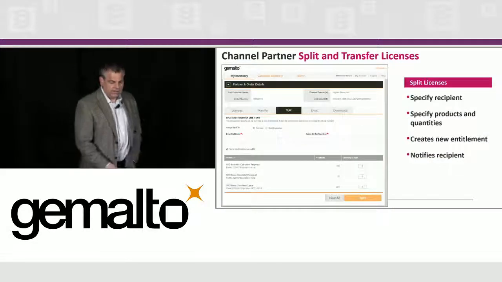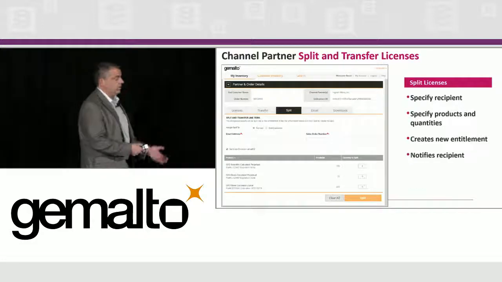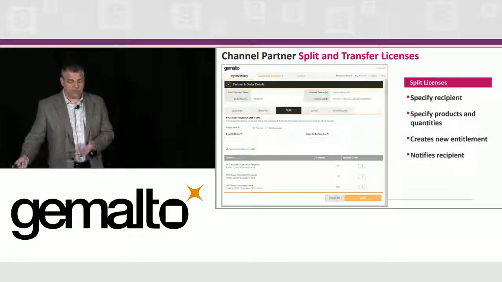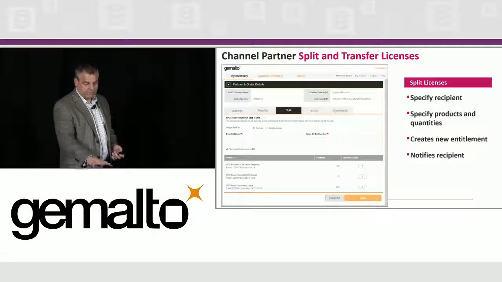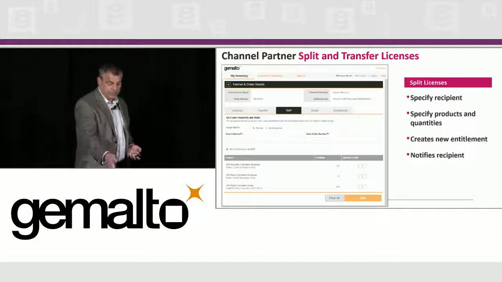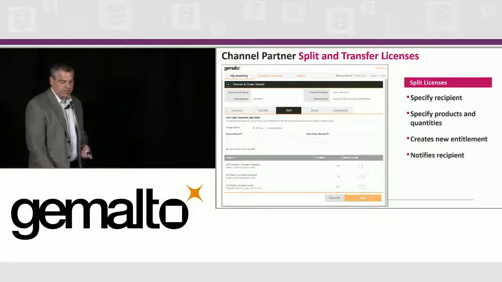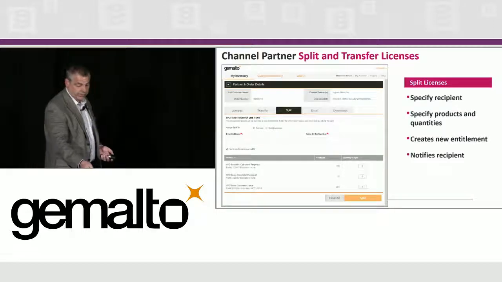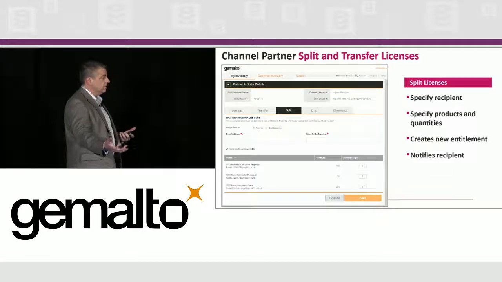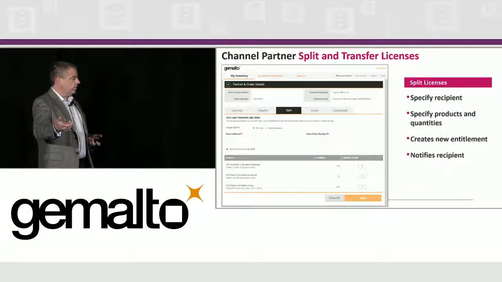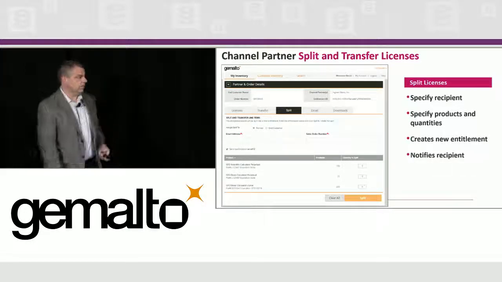So I think I have a slide on this. Yeah, split and transfer. The way the portal works is you specify the recipient. So again, I bought 1,000. I want to split off 100 to my end customer or to another partner, whatever. I specify the recipient, and native functioning EMS will say, okay, on this particular entitlement, you can only transfer things that are not active, or available. It'll ask you for the quantity of the 150 or the 25 or the 200 that you want to split off. And then when you split it, we'll create a new entitlement that has that recipient as the owner of the entitlement, and then adjust the quantities appropriately. Okay, and obviously the customer gets notified.